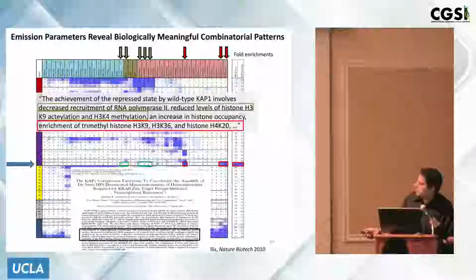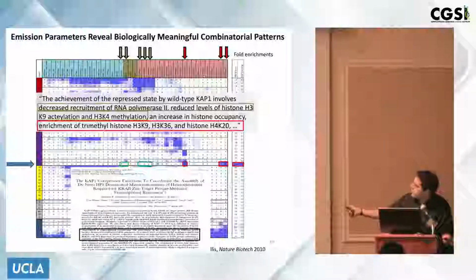What you're seeing here, the rows correspond to different chromatin states, the columns to different modifications or marks, and what I'm giving you here is an example. Once we learn one of these models, we would go across the genome and assign each location to an instance of one of these chromatin states. And then we can start comparing these annotations to other types of annotations.